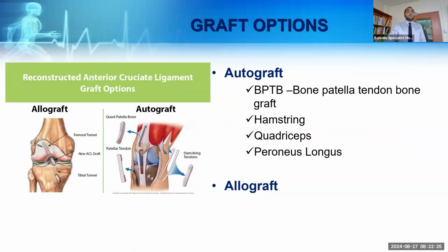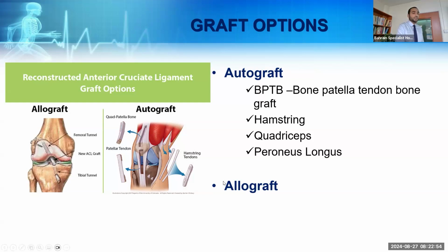Now we have graft options. There are many options for the ACL. With ongoing research, many newer options are also available. The most commonly used autografts at present are the bone-patellar tendon-bone graft and the hamstring graft. Recently, the quadriceps graft is being popularized, and also some people use the peroneus longus.